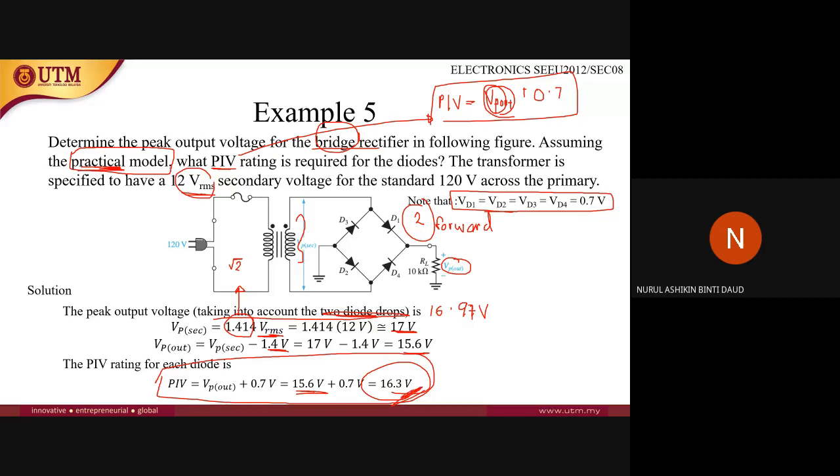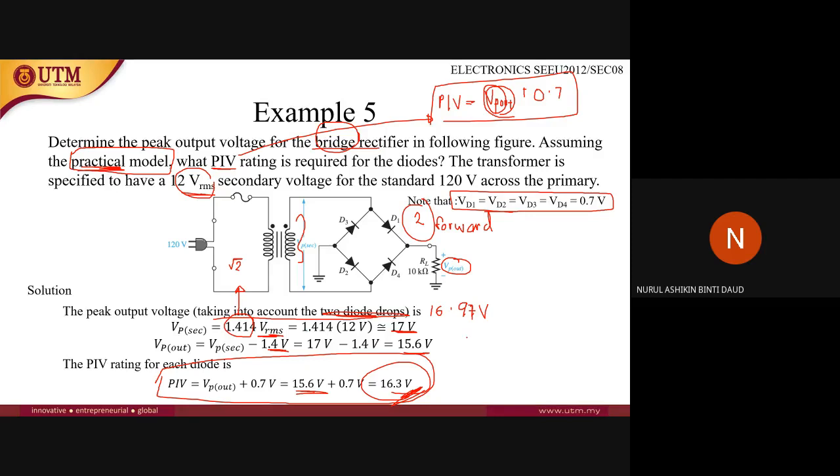Up until now, is it okay? VP secondary equals minus VD. Yes, minus VD. VD is the diode drop, the value for the diode's voltage. Okay, until now it's okay. Yeah? Shall we go to the next question?